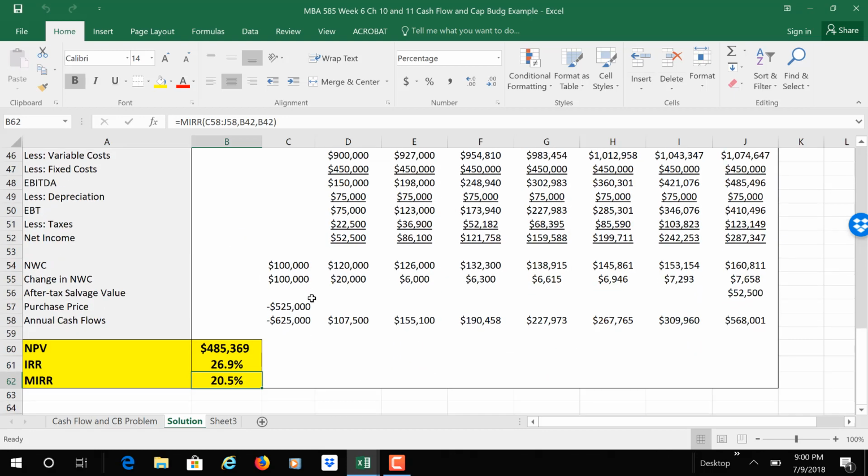Let's take a look at year zero. You can see net working capital is listed as $100,000, and the change in net working capital is also $100,000 because we started with initial net working capital of $0 associated with this project. The purchase price, 15 vans at $35,000 each, comes to $525,000 right here. Our total initial investment, or at least the annual cash flow at year zero, is a negative $625,000.